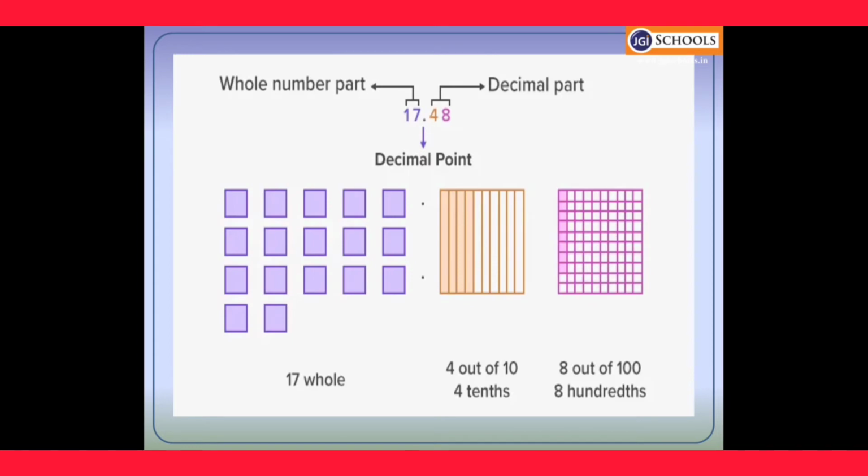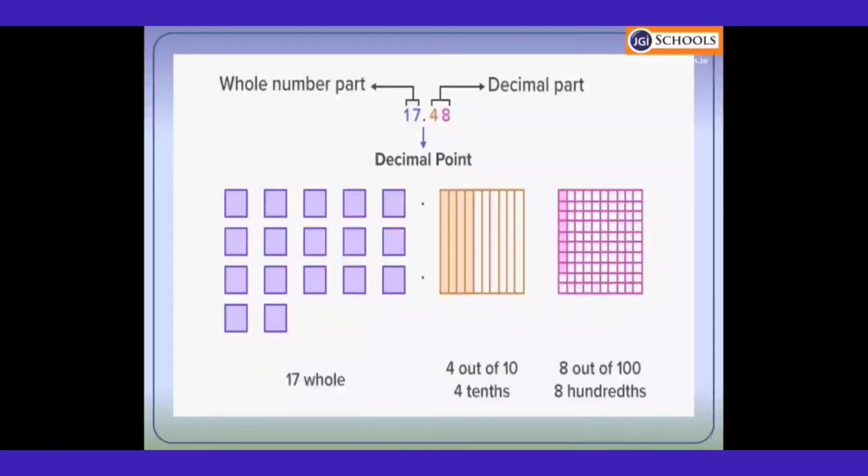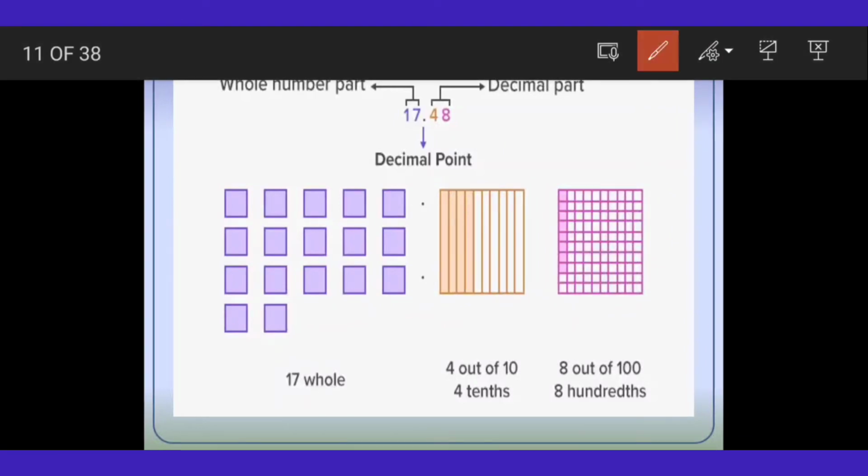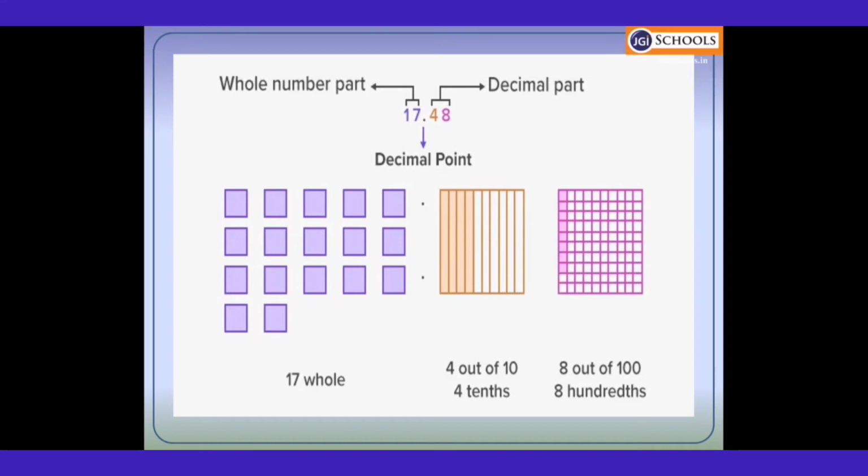Okay. Now, how will you express this whole number part and the decimal part in the form of blocks? See here, the blocks before the decimal point are the whole number part. We can express it as 17 whole blocks, right? You can see the whole blocks here. But what in the case of the decimal part? See, this 4 will be 4 upon 10 and 8 will be 8 upon 100, right?